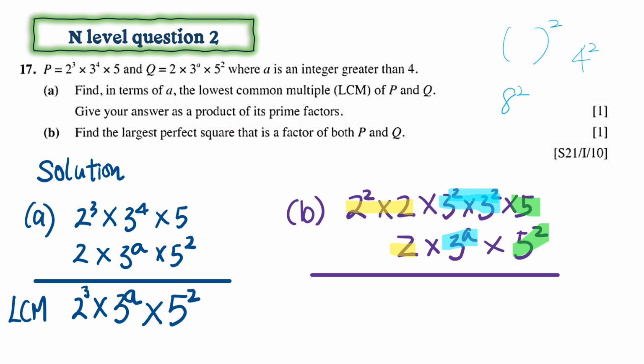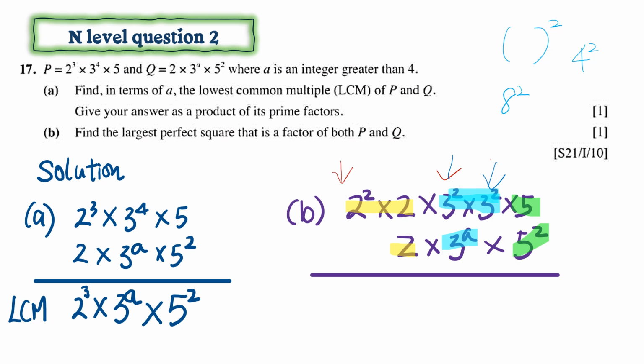Alright, so if you look at the first one here, the prime factorization for p, we can break up 2 cubed as 2 squared times 2. So 2 squared is a perfect square, but 2 is not. We can break up 3 to the power 4 as 3 squared times 3 squared. So this is a perfect square, this is a perfect square. But 5 is not, right?